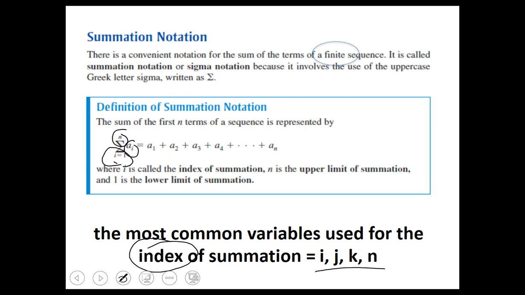The number on the top is called the upper limit of summation. The number on the bottom is called the lower limit of summation. And it basically tells you to add up all the terms from the lower limit to the upper limit.